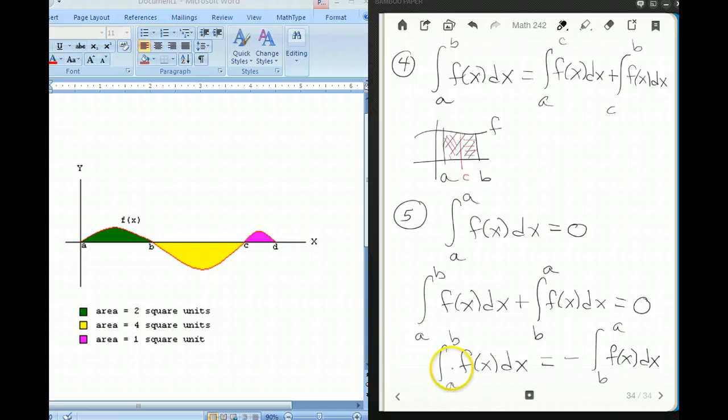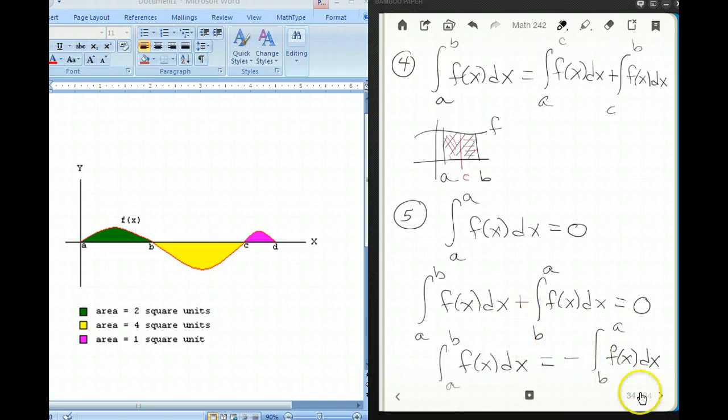What this says is that if you want to switch the limits of integration, if you go from a to b, you can instead go from b to a by just throwing a negative sign out front, right? So again, you can reverse the limits of integration, as long as you throw a negative sign out front.